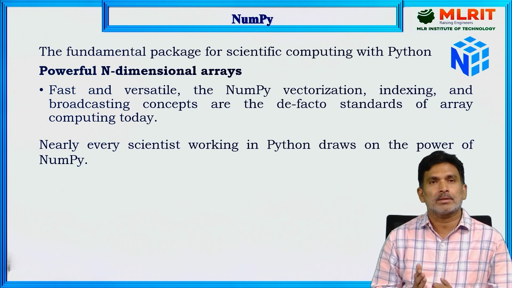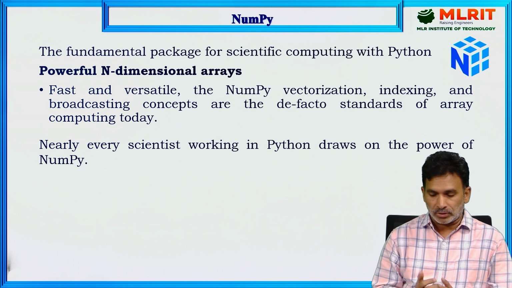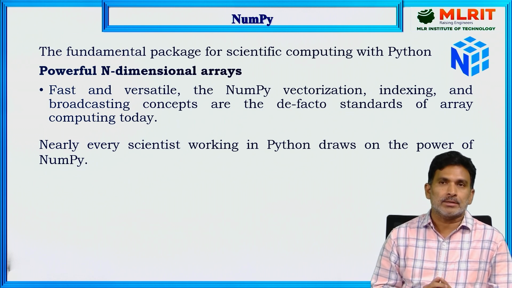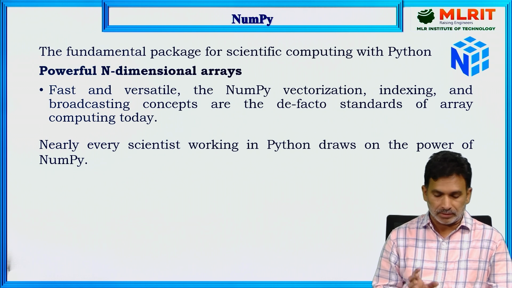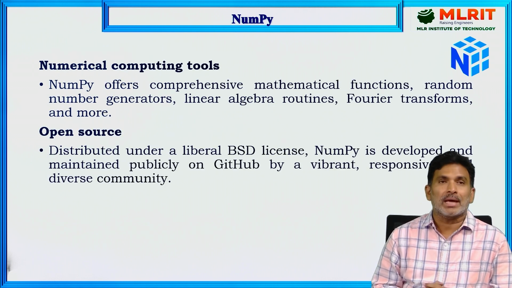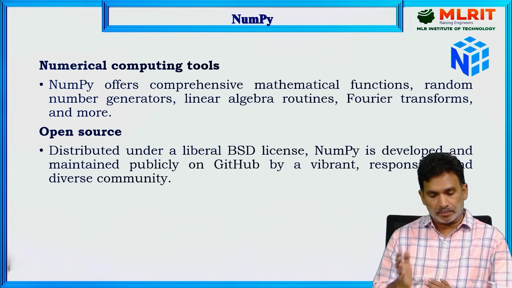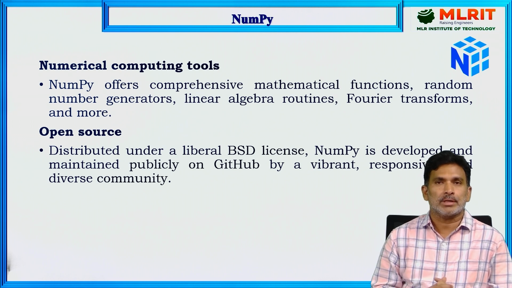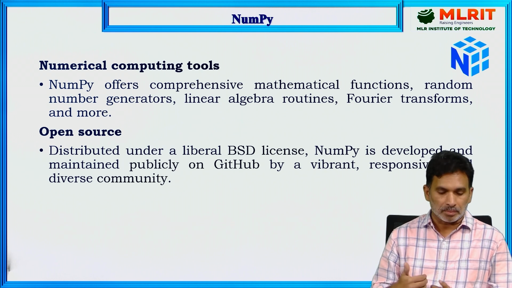It is fast and versatile. NumPy's vectorization, indexing, and broadcasting concepts are the de facto standards of array computing today. So nearly every scientist working in Python draws on the power of NumPy. It is a numerical computing tool. NumPy offers comprehensive mathematical functions, random number generators, since most of the time we generate random numbers, and linear algebra routines and Fourier transforms, and more would be done with this numerical computing tool.